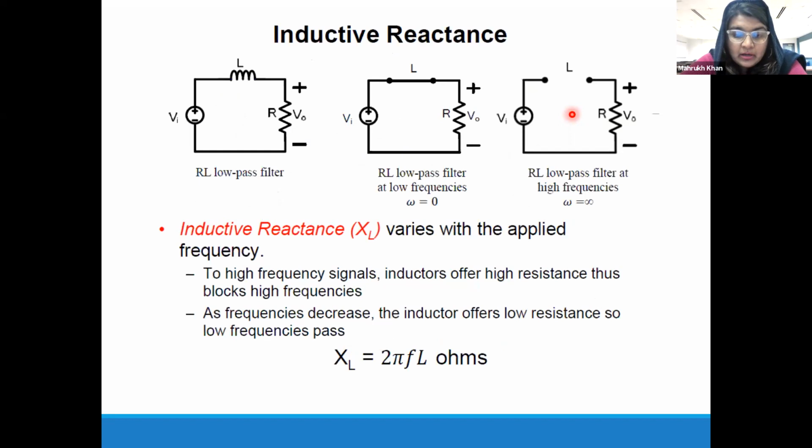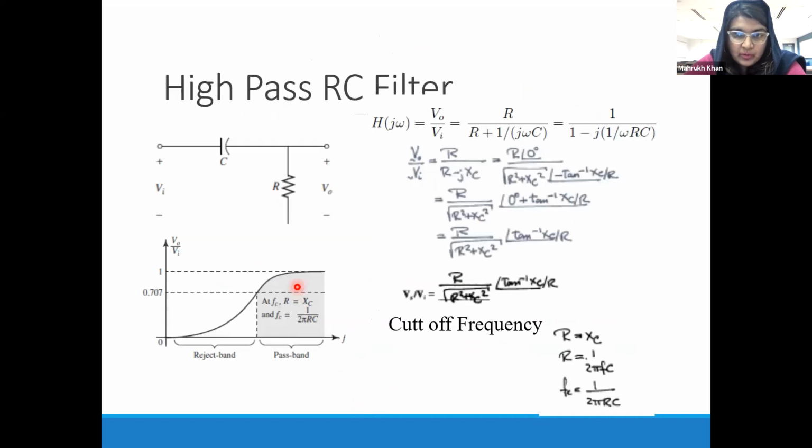Similarly, if you see here, as frequency increases, its XL increases, and as frequency decreases, its XL decreases. So the inductor offers low resistance to low frequencies, so low frequencies pass. So let's see how this phenomenon will work in our filters, okay?